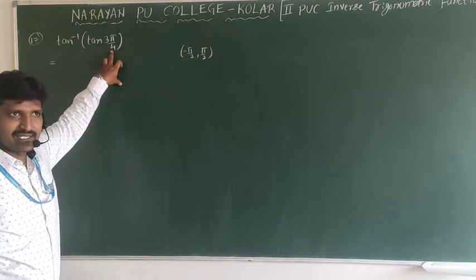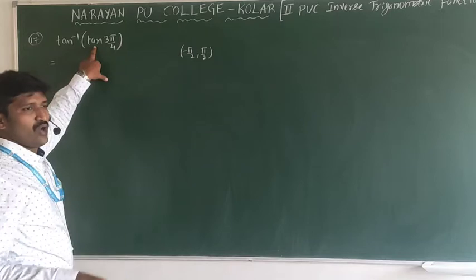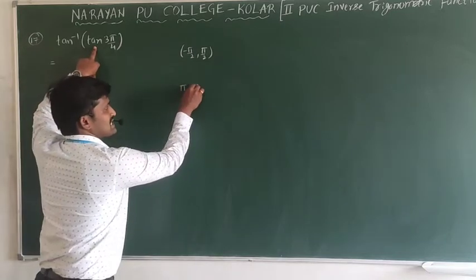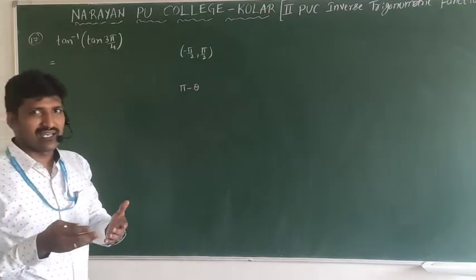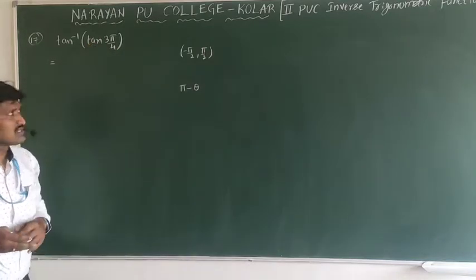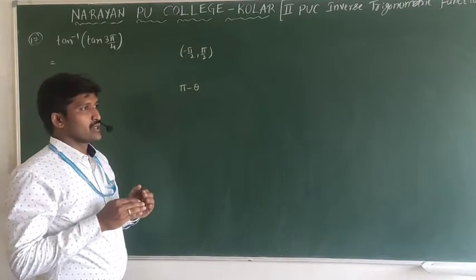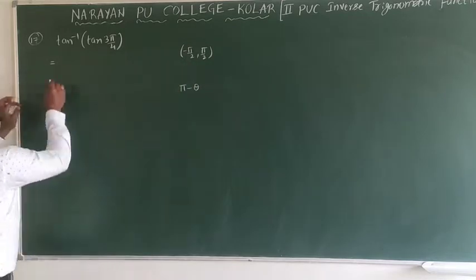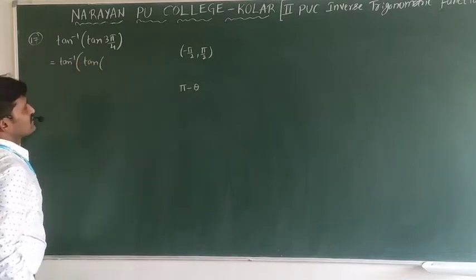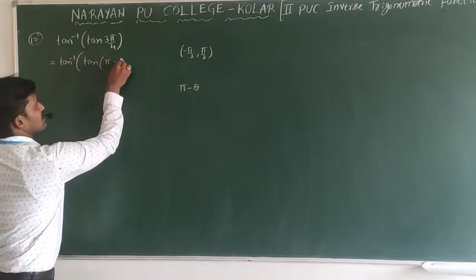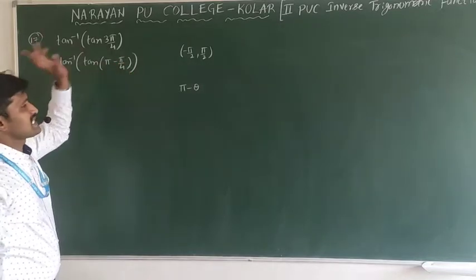135 is clearly in the second quadrant. In the second quadrant, to get the same function, we need to write in the form of pi minus theta. We should not take 90 plus theta, because with 90 plus theta the function changes again. We need the same tan only, but we need to reduce this angle to get into the range. So here tan inverse of tan of 3 pi by 4, I am writing like this, pi minus pi by 4. If you simplify this, again we will get the same angle only.